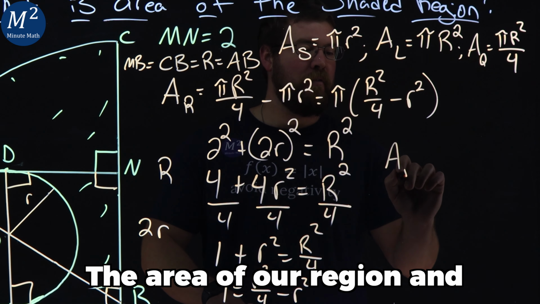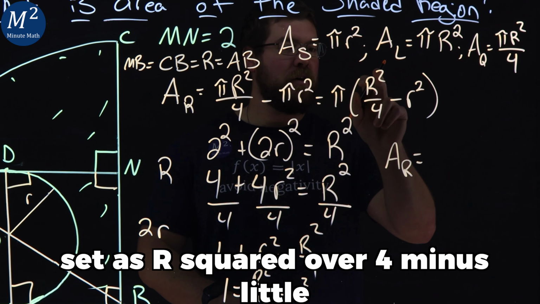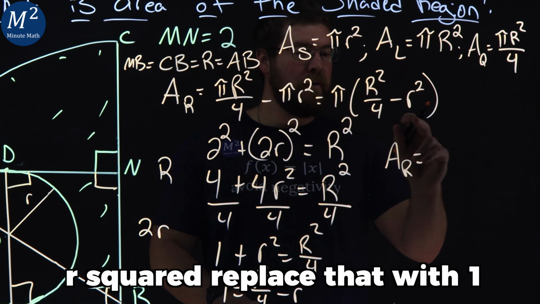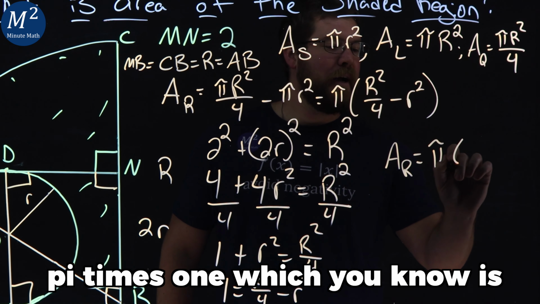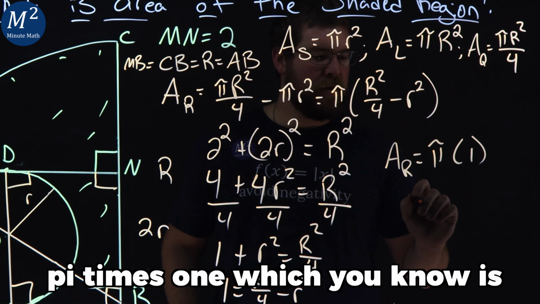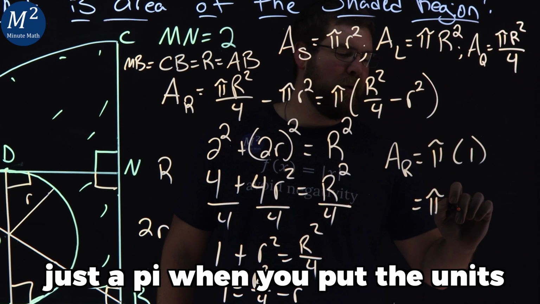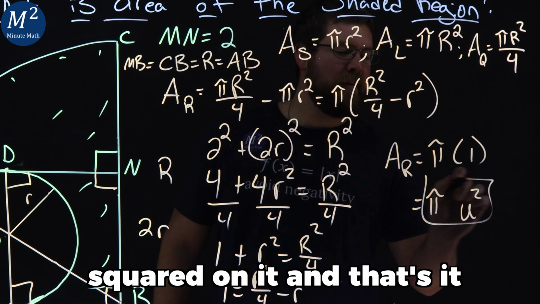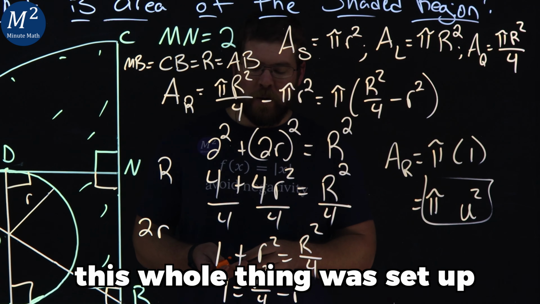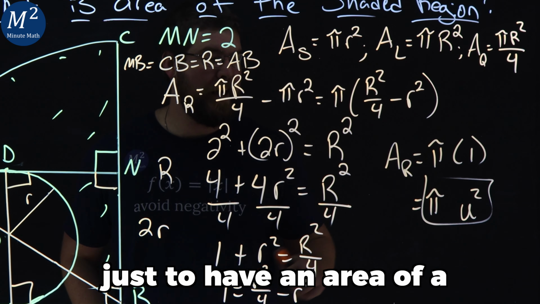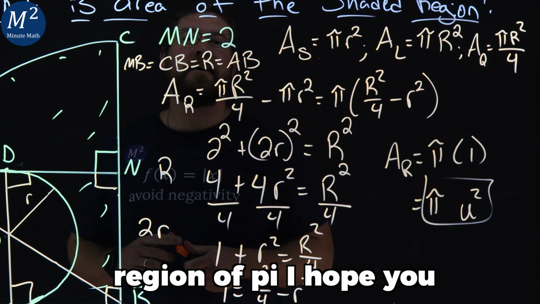So the area of our region, instead of this big R squared over 4 minus little r squared, we replace that with 1. Pi times 1, which is just pi. We can put the unit squared on it. And that's it. This whole thing was set up just to have an area of our region of pi.